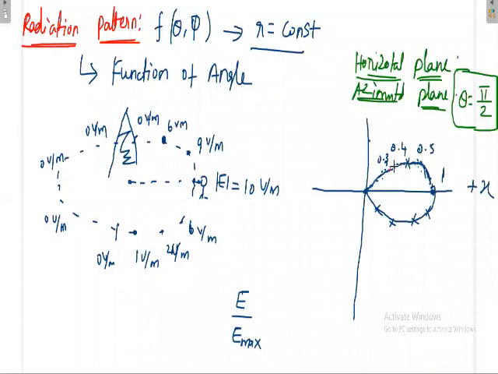When you are moving here, your angle will vary. When you are here, you are getting maximum power. As you go along this, you are getting less power. That is the idea of the radiation pattern diagram. It is always a function of theta comma phi, where r is constant.